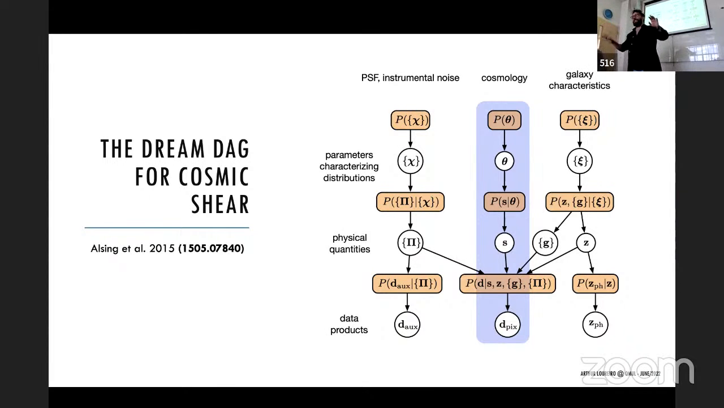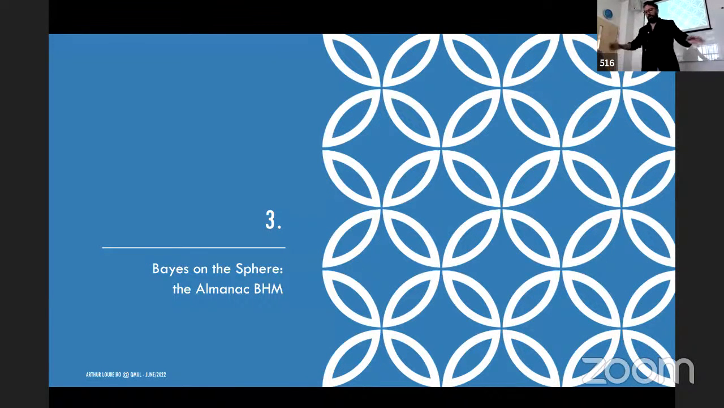Sure, great, but this is very, very hard. So what we want to do is focus on a subsection of this first, to get to a point where we're convinced we can actually start applying this to the next generation of galaxy surveys. So then let me introduce you to the Almanac Bayesian hierarchical model.